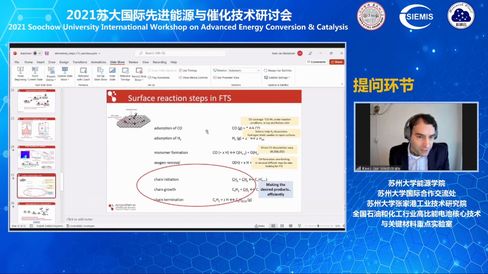Okay, let me make this bigger. This is, of course, an example showing that the step sites are important. So how can we make more of them?